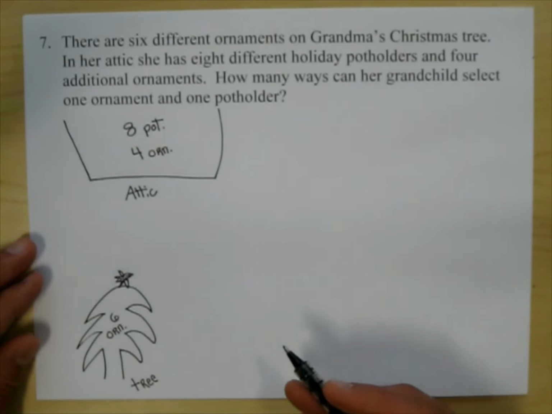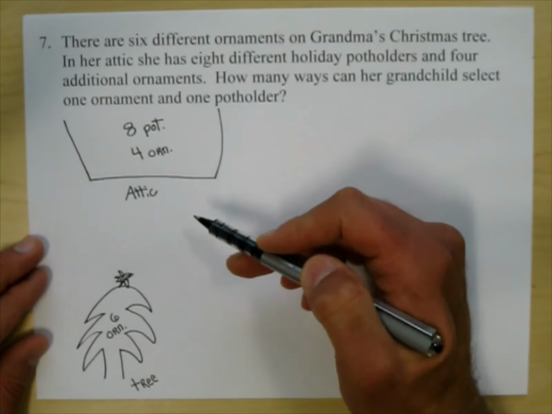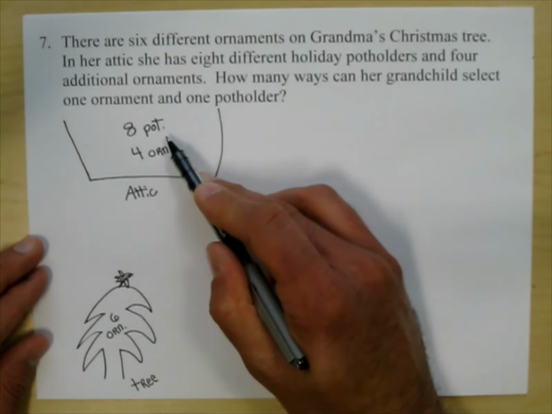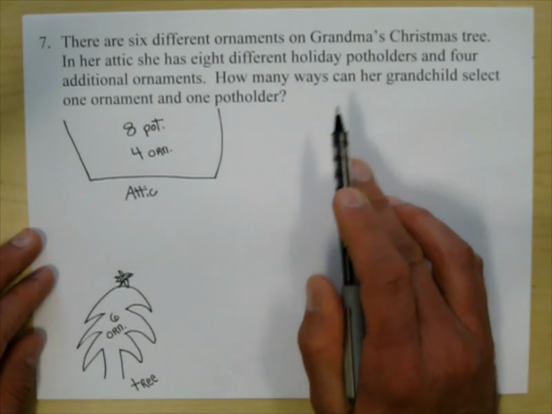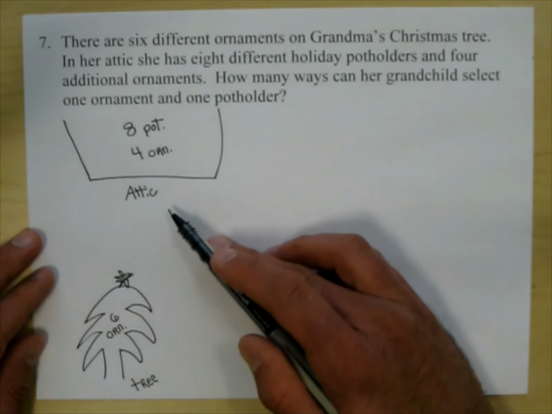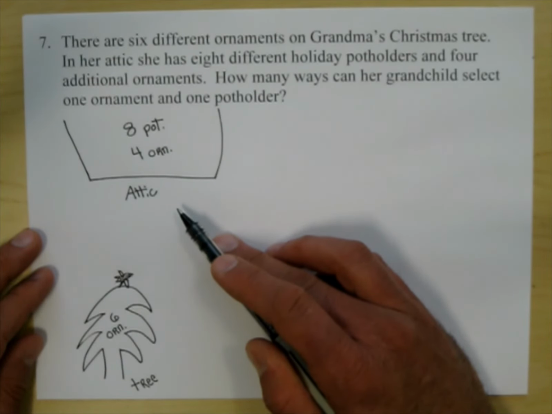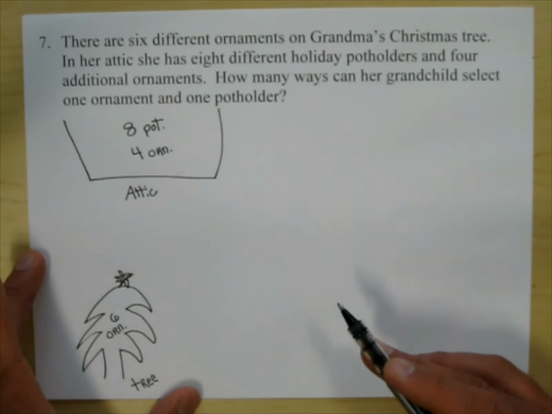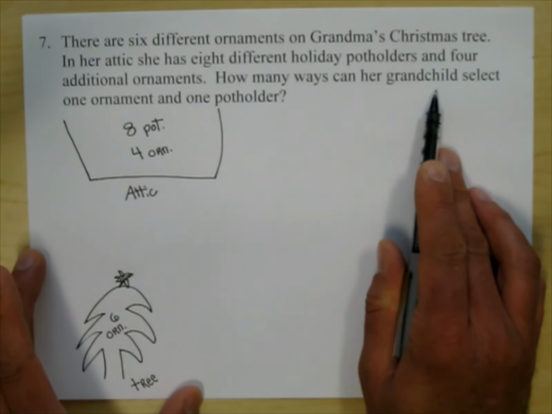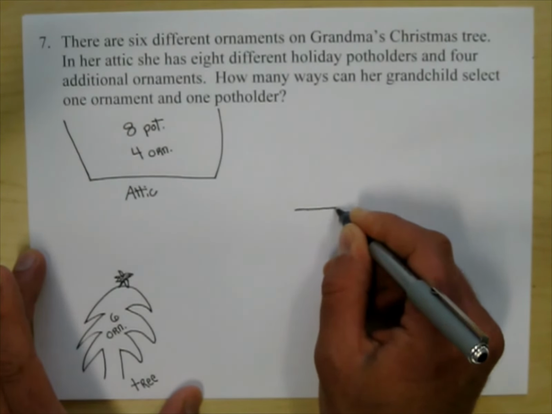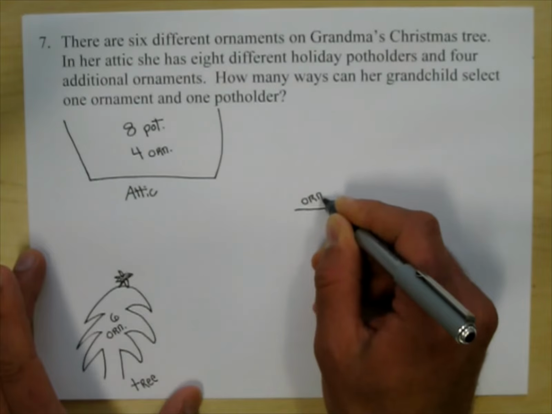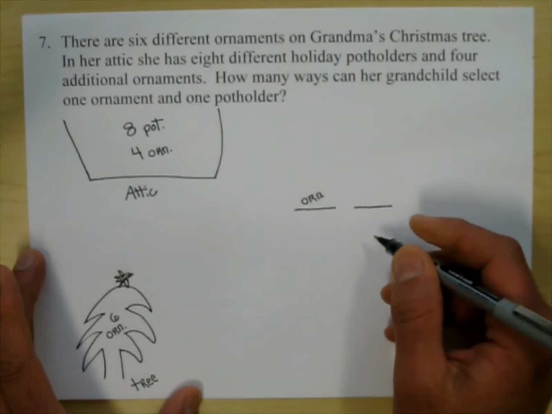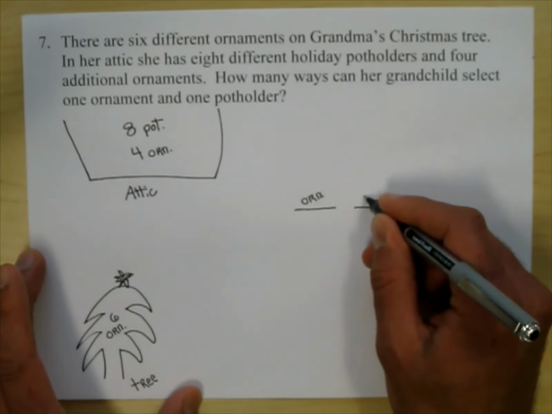Oh man, this looks bad. Looks like Grandma is growing pot in her attic. These are pot holders, okay? So it says it right there. So we have the tree, we have the attic. We have the grandchild, which I am not going to draw, and I'm not going to draw Grandma either. Or the rocking chair, the television that she watches all day. No, we're not going to draw all that stuff, but we are going to put our events. Her grandchild can select what? 1 ornament and 1 holiday pot holder.